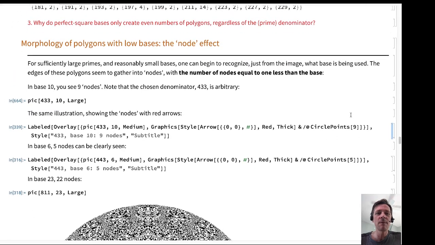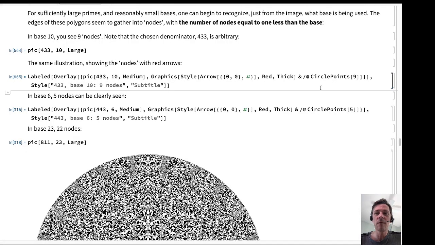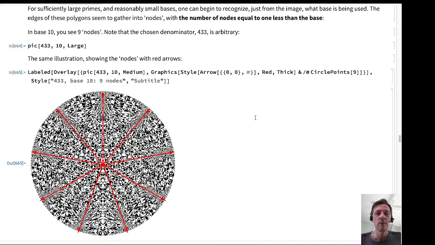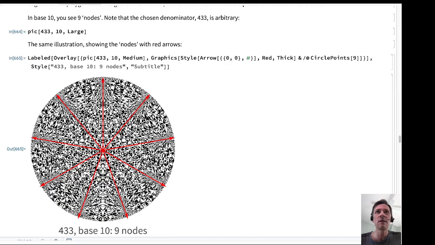Here, to make it super clear, I've drawn the same thing with little arrows to indicate where the nodes are. And you can see that not only are there 9 nodes, but they're very evenly distributed around the circle. I'm sorry if you're colorblind, you don't really see them, but there are arrows pointed around the circle here. And I think even if you can't see the arrows, you can agree that these arrows demonstrate that the nodes are equidistant from each other around the circle. So that's cool.